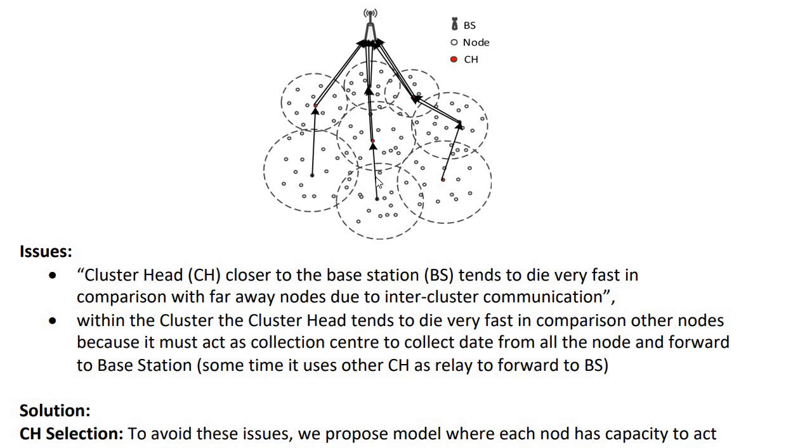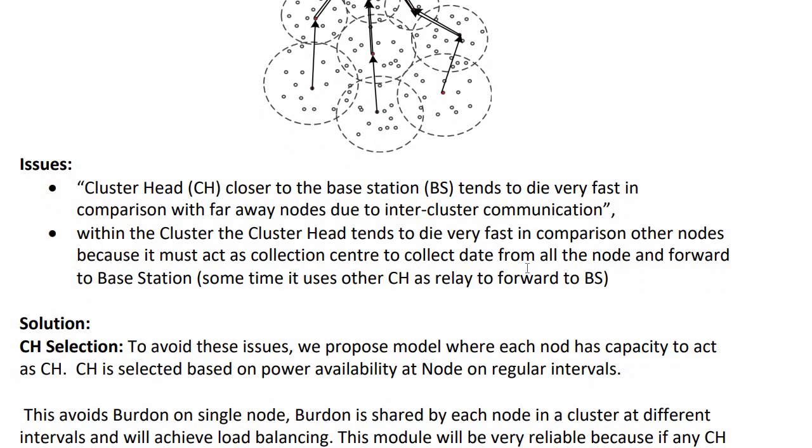Also, at a distance from the base station there is one problem, and another problem is that nodes can dry because of forwarding toward the base station. Relay nodes also, because they are used as relay nodes, drain their batteries.